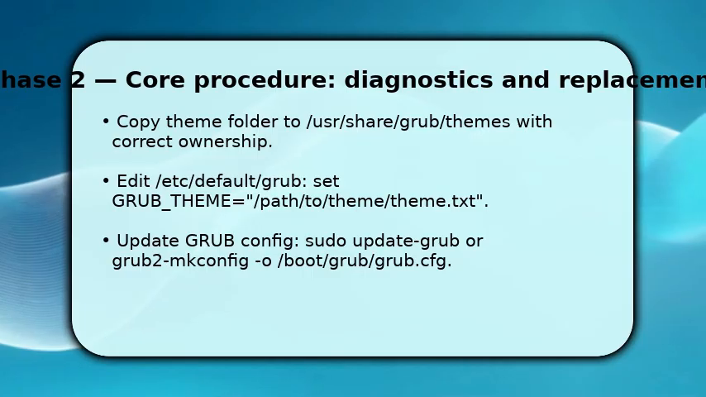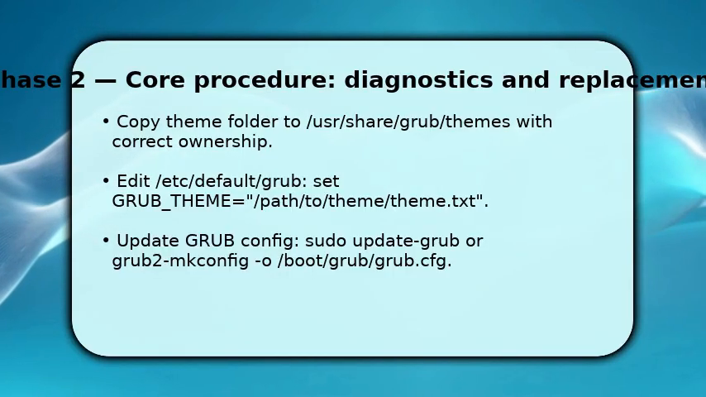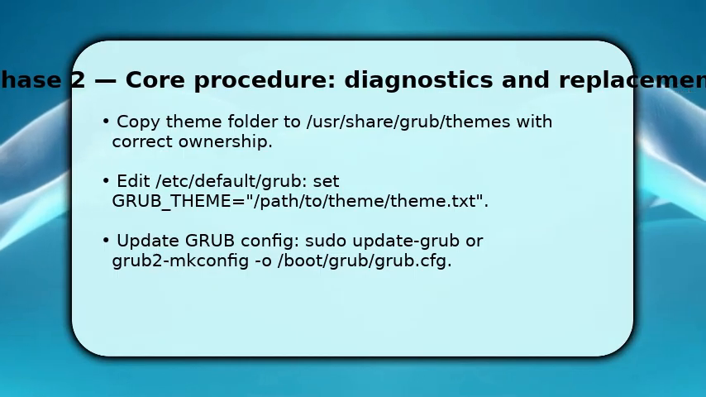Then edit /etc/default/grub and set GRUB_THEME to the theme.txt full path. Relative paths are risky. Once updated, run sudo update-grub or grub2-mkconfig -o /boot/grub/grub.cfg to regenerate the config and watch the command output for errors.